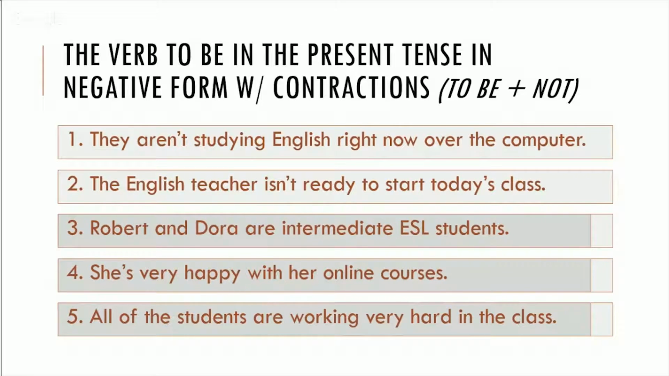Okay, so I'm still waiting for number 3. Robert and Dora are intermediate ESL students, and I see one answer. I'll wait for one more before I read it, but I see one. Robert and Dora are intermediate ESL students, right?